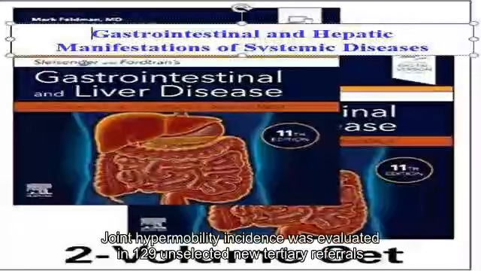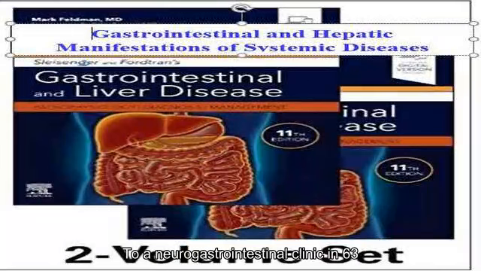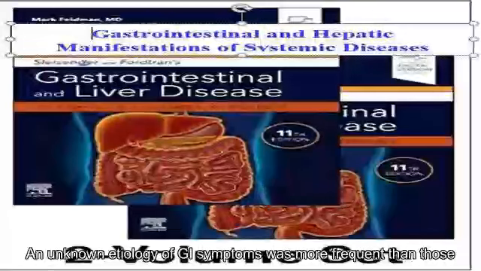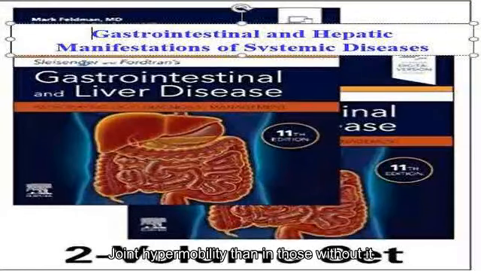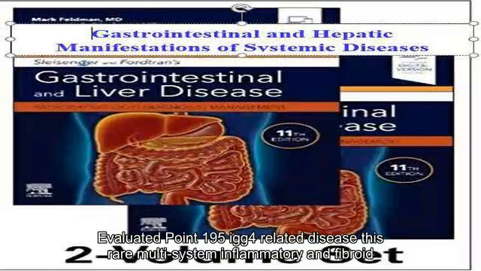Joint hypermobility incidence was evaluated in 129 unselected new tertiary referrals, 97 female, to a neurogastroenterology clinic, and 63, 49%, had evidence of joint hypermobility. An unknown etiology of GI symptoms was more frequent in those with joint hypermobility than in those without it. A clinical impression of joint hypermobility was confirmed by a rheumatologist in 23 of 25 patients evaluated.